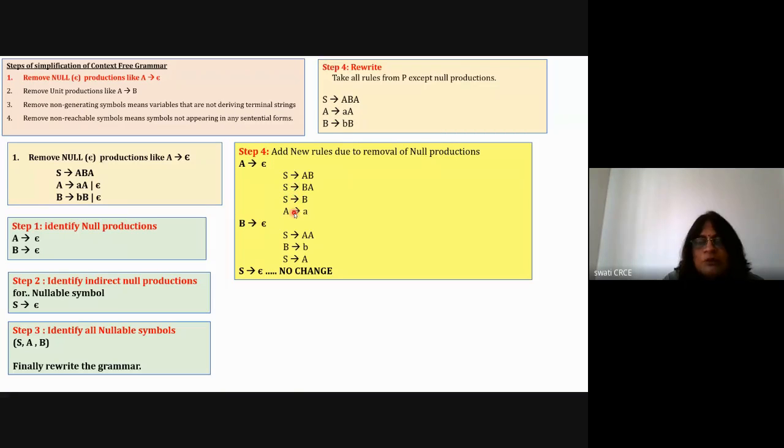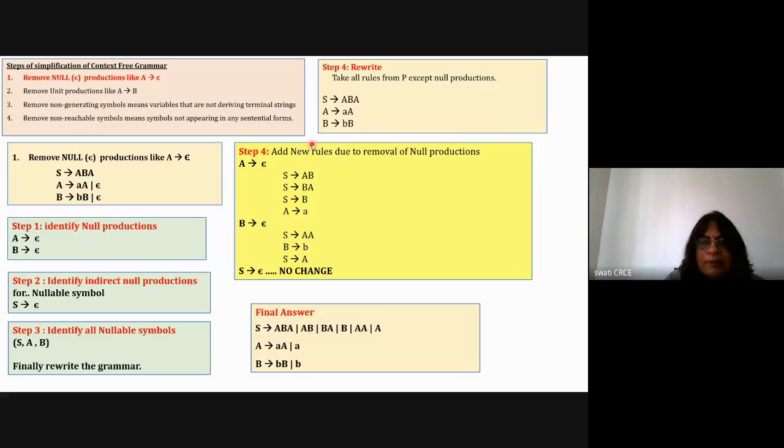A's 4 modified rules and B's 3 modified rules. Everywhere there is no S in the right hand side. So if there is no S in the right hand side, there is no change in these rules. So this is the final set, which is the answer. Okay, so you can combine them together and write it properly in the final answer.